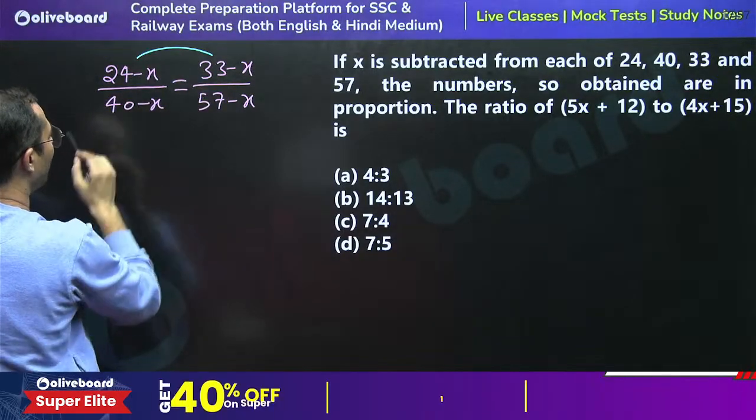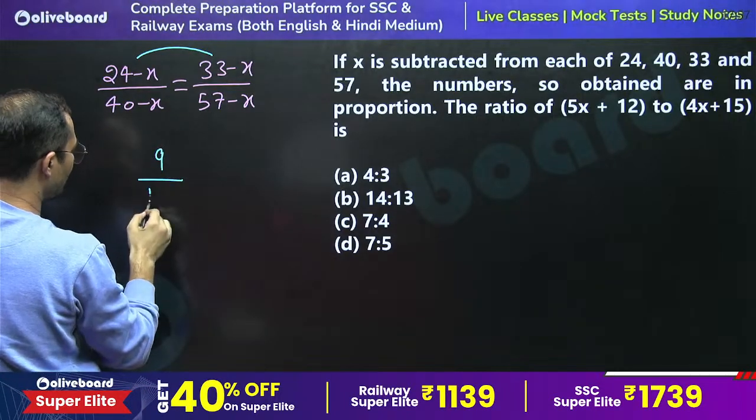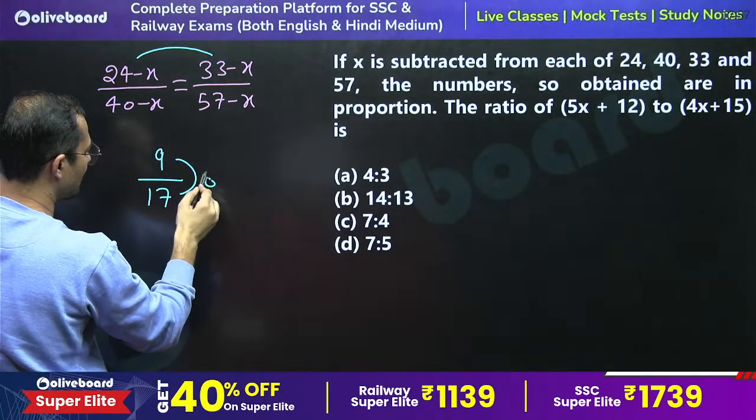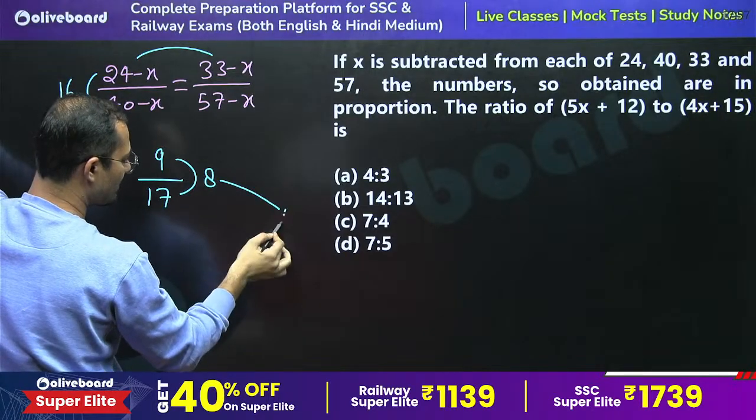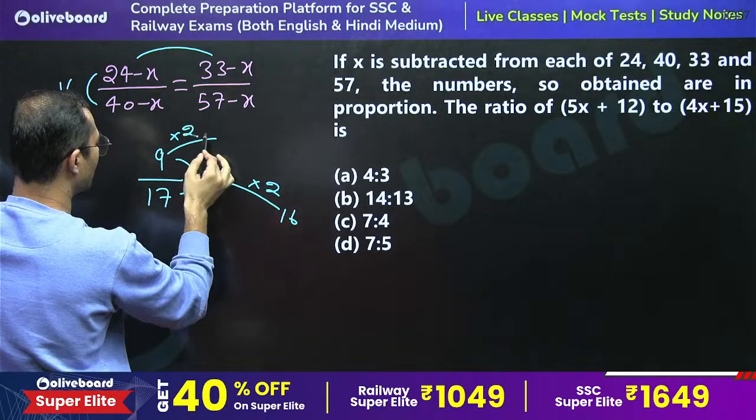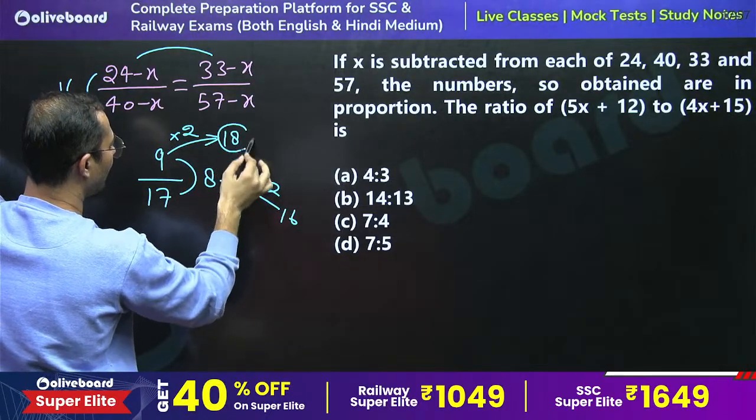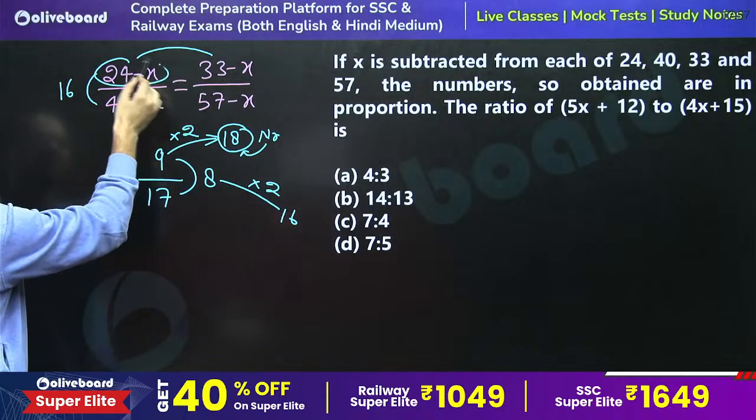So 33 minus 24 is 9. Take the difference of the denominators, it is 17. So here the difference is 8, and here the difference is what? 16. So we can say that 8 must be equal to 16, so 2 times. So the numerator is also going to be 2 times. So the numerator for the first fraction must be 18.